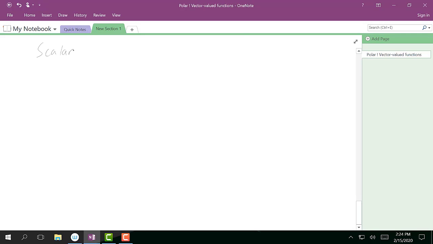So we do have scalar functions. And then here we're going to write down stuff for vector value functions. Okay, so a scalar function is going to be something where you have any number of inputs, but just one output. We have maybe n inputs, some natural number 1, 2, 3, 4, 5, however many. And we're going to have one output.